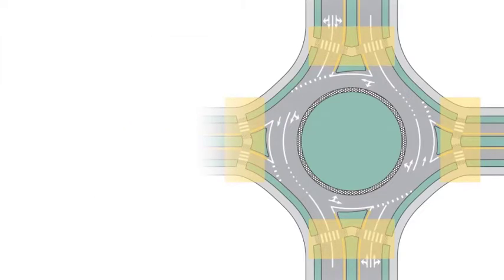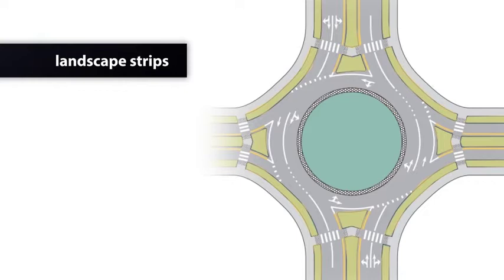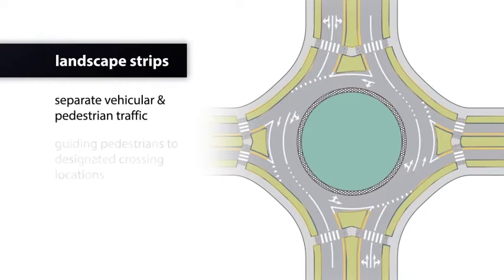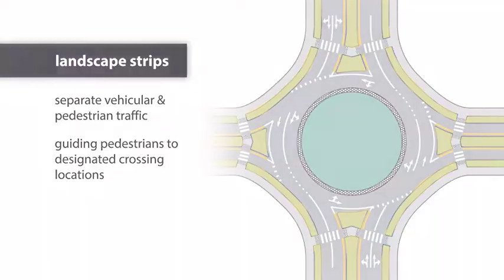requirements. The landscape strips around roundabouts separate vehicular and pedestrian traffic and assist with guiding pedestrians to the designated crossing locations. This feature is particularly important as a wayfinding cue for individuals who are visually impaired. Landscape strips can also significantly improve the aesthetics of an intersection.